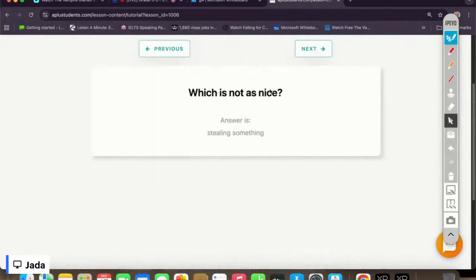Okay, it's larger even. So which is not as nice? Stealing something. When you steal something, that isn't nice, right? So we shouldn't be stealing. Then, which shows complaining? If you are whining, that means you're complaining.